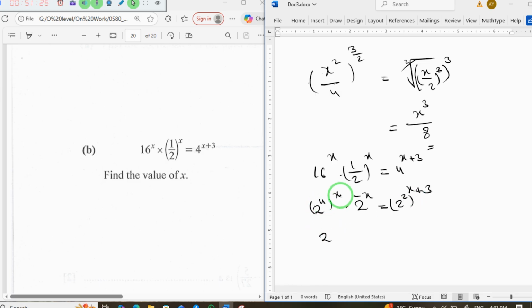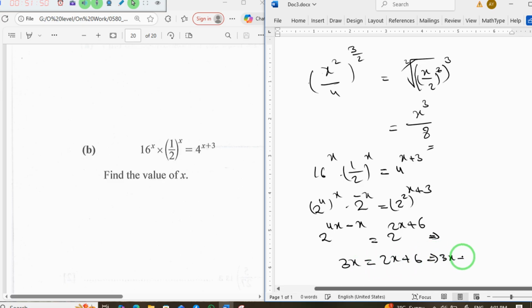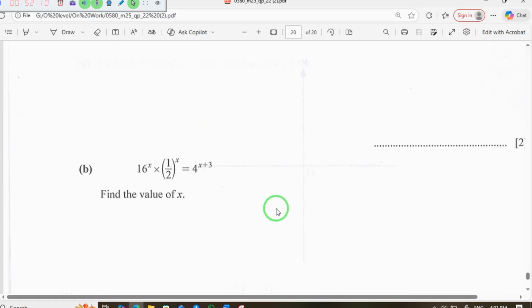Then we have 4x minus x equal to 2x plus 2 multiplied by 3, that is 6. The bases are the same, so 4x minus x is 3x, equal to 2x plus 6. Then we subtract: 3x minus 2x equal to 6, and here x equal to 6. This is the answer. It was the last of this part.